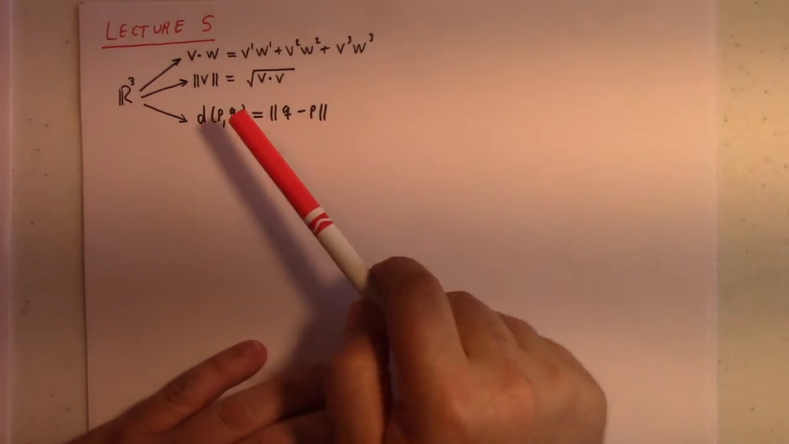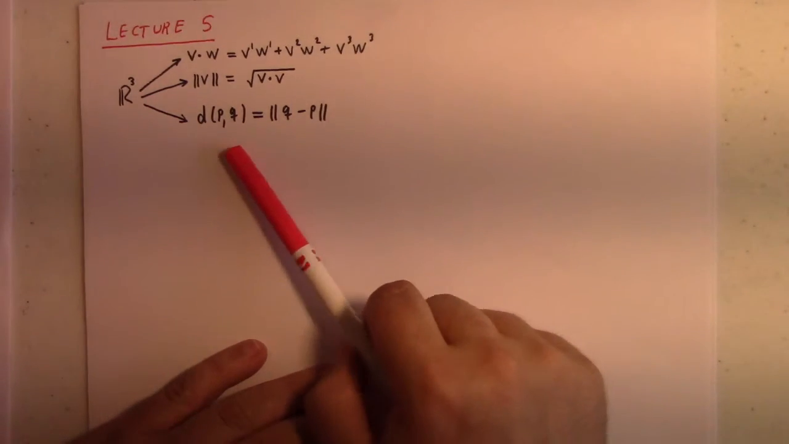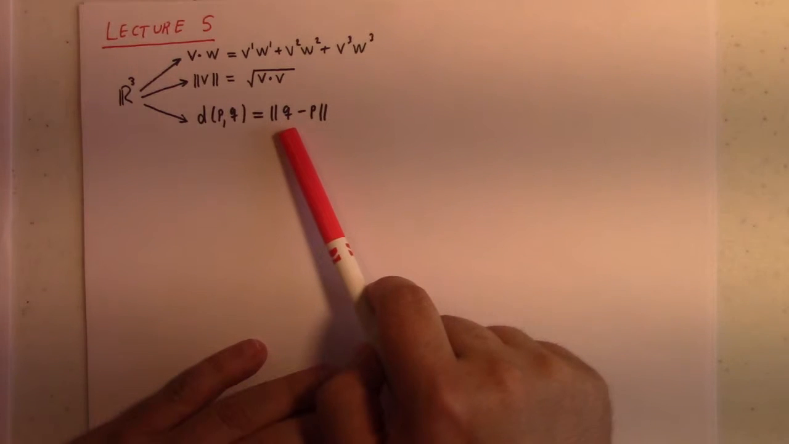R3 is a metric space. In fact, open subsets of R3 are also metric spaces. A metric space doesn't have anything about any kind of linear structure.